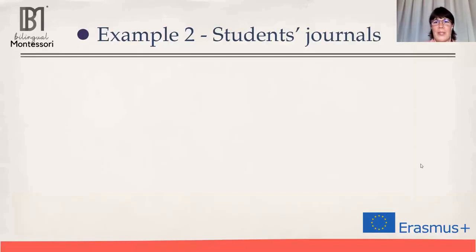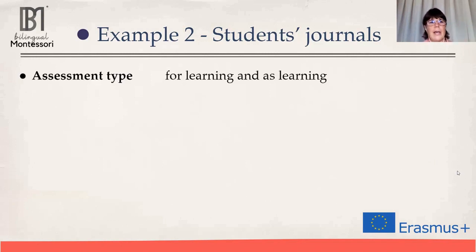Okay, example number 2, student journals. This is an example I dare to incorporate into this webinar, even though it's not elementary children 6 to 12, but this is what I use with children in our adolescent program 12 to 15. But I know that some upper elementary children are capable of following the principle of this student journal.